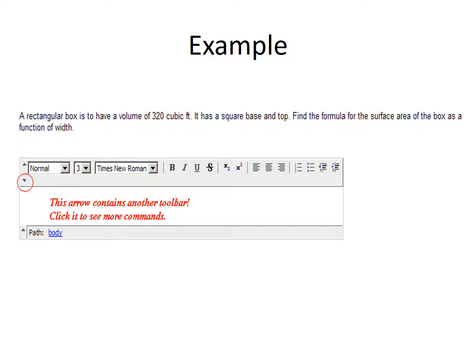So for example, a rectangular box is to have a volume of 320 cubic feet. It has a square base and top. Find the formula for the surface area of the box as a function of width.